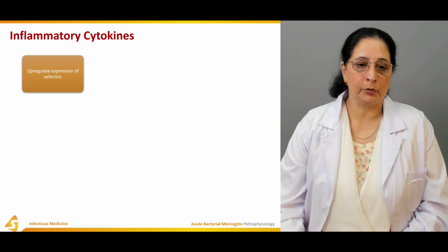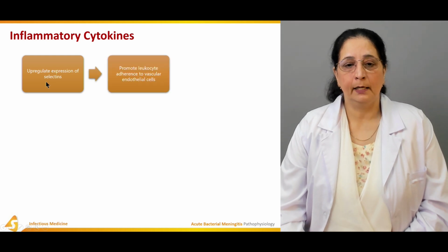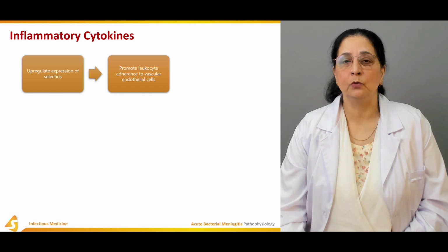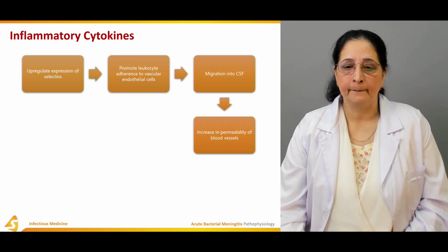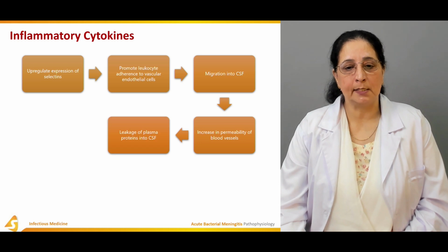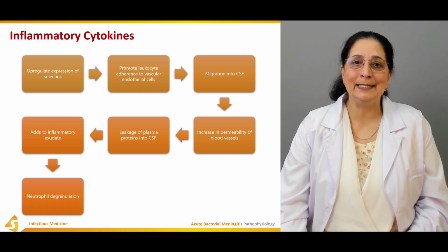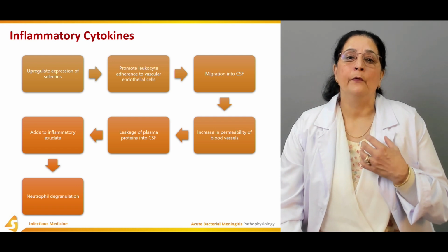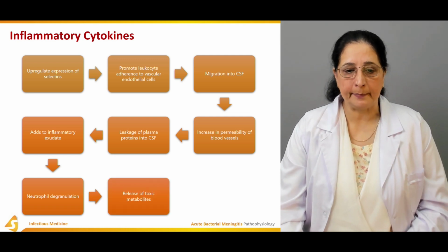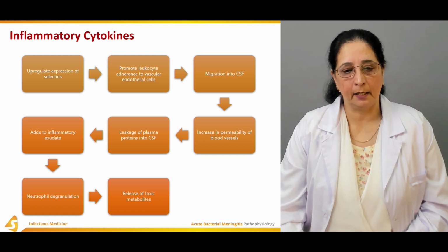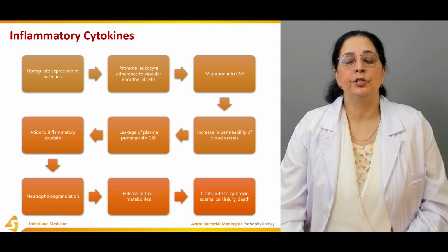Then inflammatory cytokines upregulate the expression of selectins, which promote leukocyte adherence to vascular endothelial cells, migration into cerebrospinal fluid, increase in the permeability of blood vessels, leakage of plasma protein, addition to inflammatory exudate, and neutrophil degranulation. Neutrophils are the white blood cells which are granulated. Once they are degranulated, they also release chemicals. There is release of toxic metabolites, and this contributes to cytotoxic edema and cell injury and death.